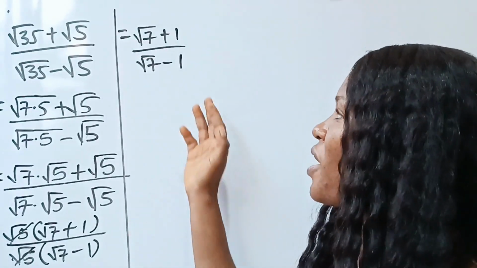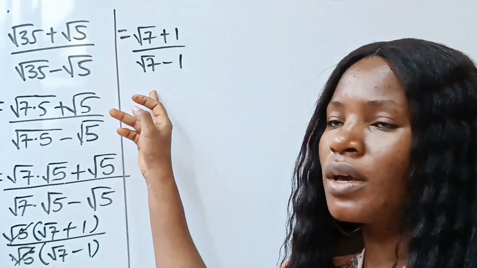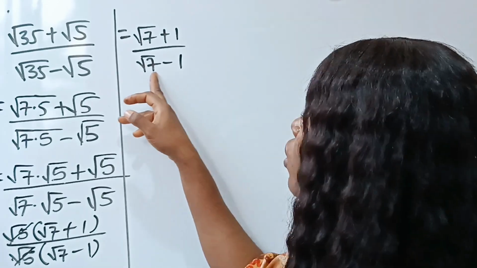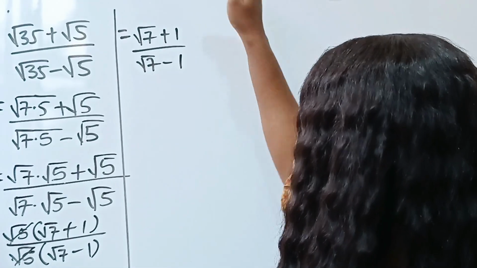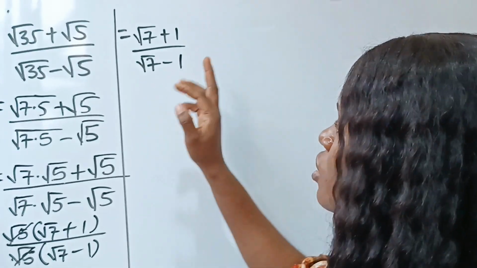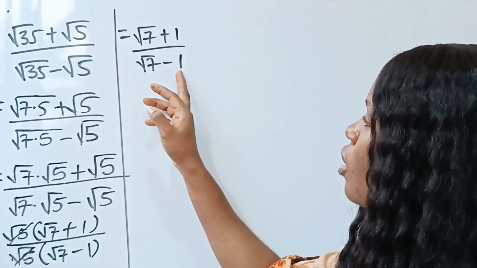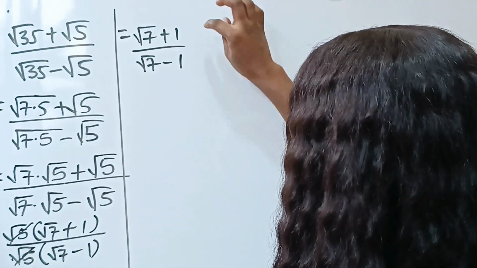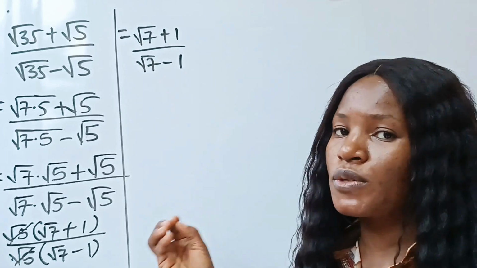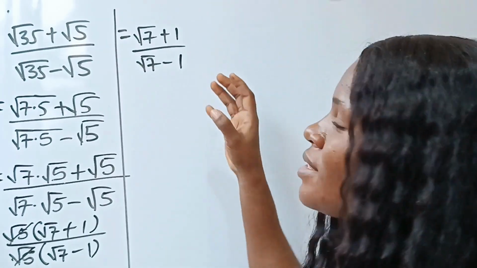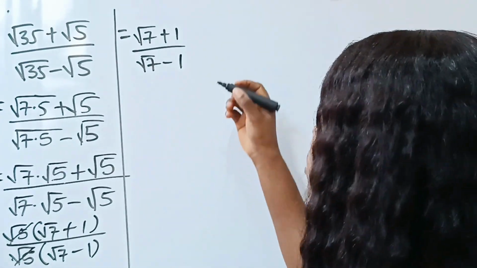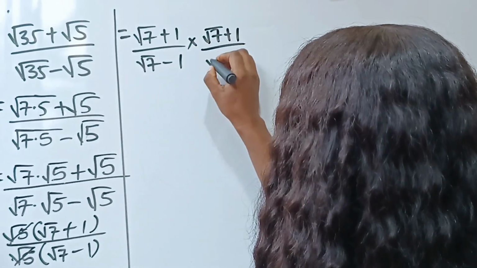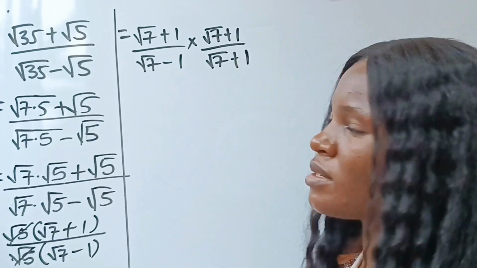Now when you have a surd as your denominator in algebra, you are expected to use the conjugate of the surd to multiply both up and down in order to rationalize the denominator. Now the conjugate of this is root 7 plus 1. So we are going to multiply up and down using root 7 plus 1. So we are going to say multiplied by root 7 plus 1 divided by root 7 plus 1.